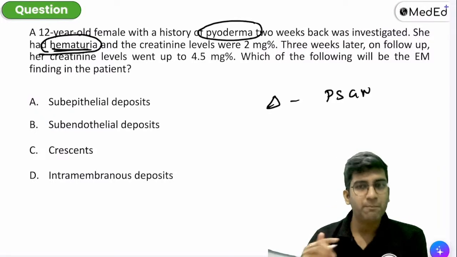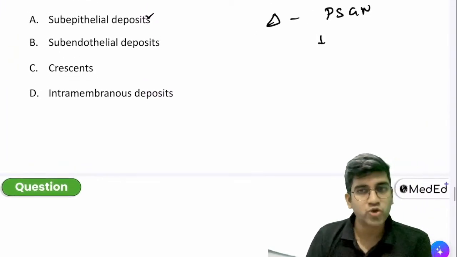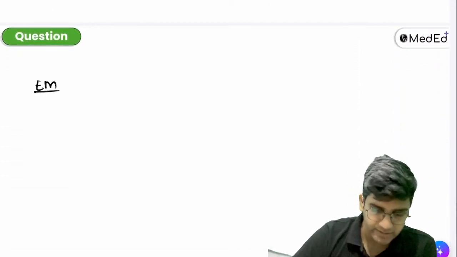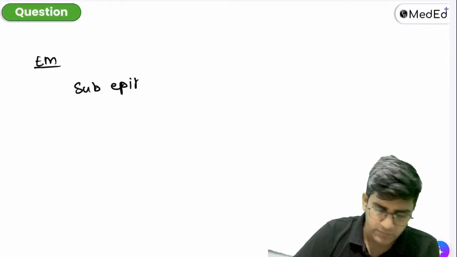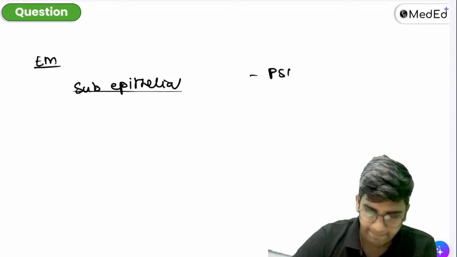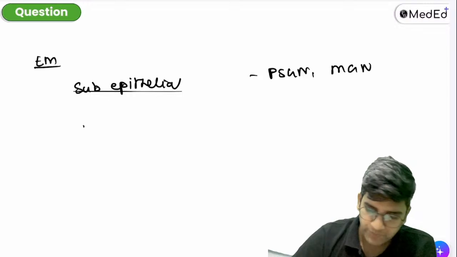Post-streptococcal glomerulonephritis by default will have subepithelial deposits. Okay, there are subepithelial deposits. Electron microscopic deposits, we'll have a tiny table to remember them. These are the common things, right? Subepithelial deposits will be seen in case of PSGN and also membranous glomerulonephritis. Fine.